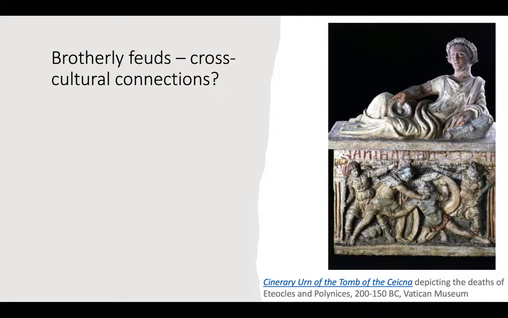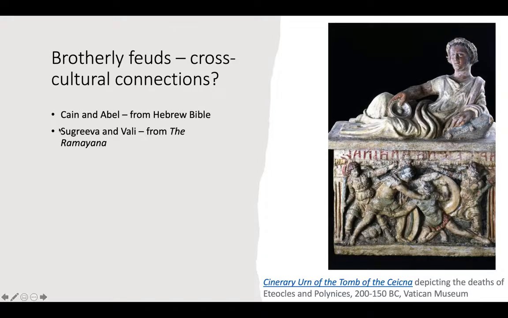One thing to think about in terms of this brotherly feud, this civil war between the brothers over Thebes, is that we've seen similar connections before. There's a Cain and Abel story that we didn't spend too much time with in this class, but from the Hebrew Bible, Adam and Eve's two sons, one kills the other. Cain kills Abel. So a lot of ancient cultures really are drawn to these stories. Remember in the Ramayana, we had the monkey brothers, Sugriva and Bali, who also were fighting over the throne of their kingdom.